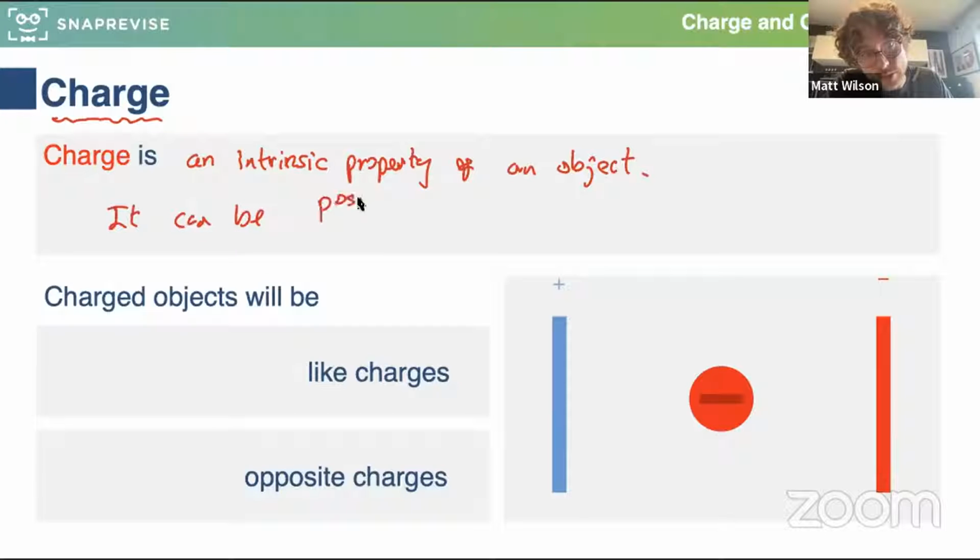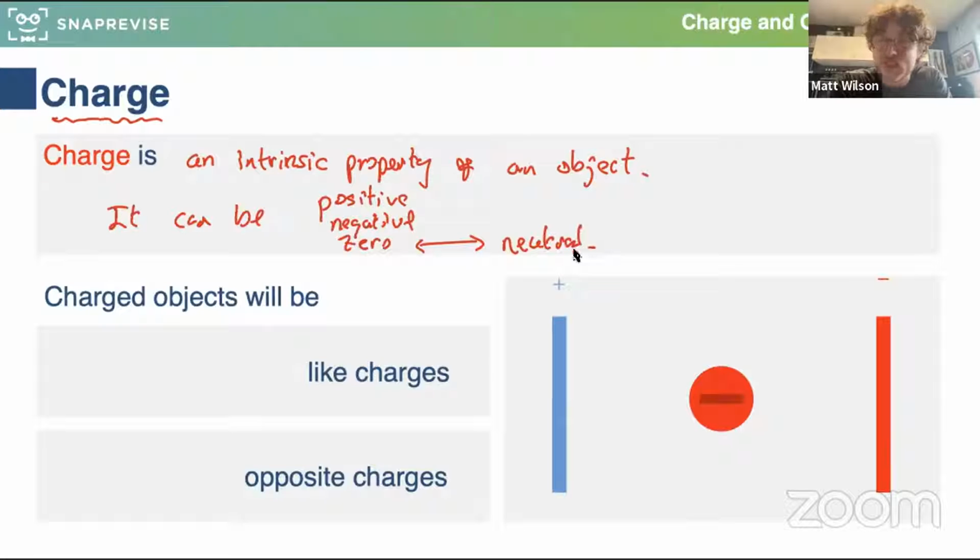So it's the kind of thing that can be positive, negative, or neutral. It can be positive, negative, or it can be zero. These are all options for charge. And when we see something zero, we often say that it has a neutral charge. That basically means it won't be involved in interactions based on charges. It won't be involved in electricity at all.